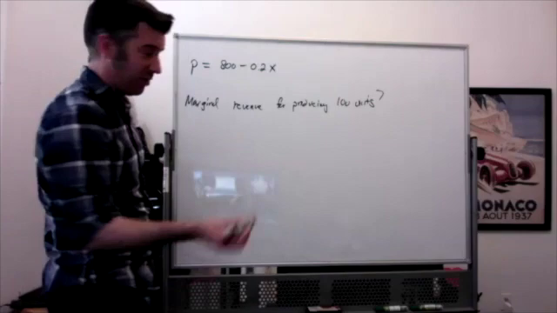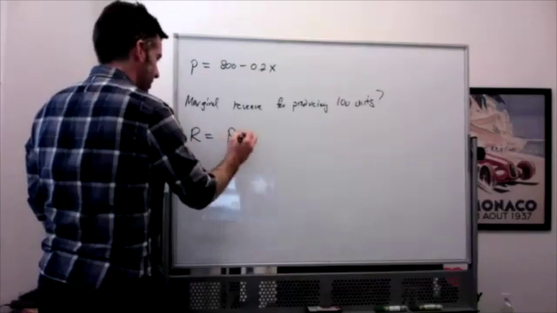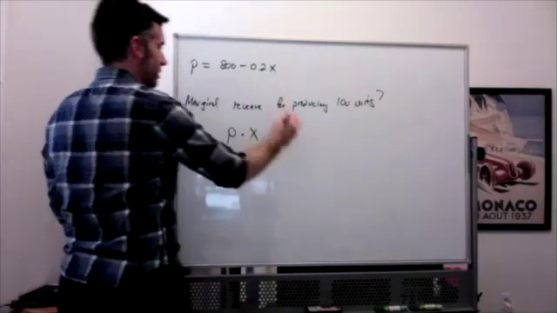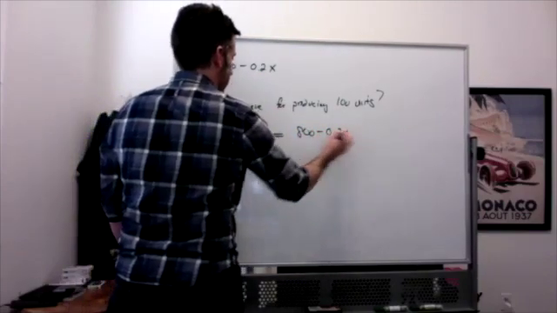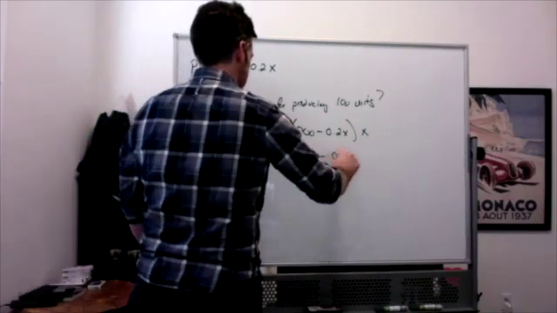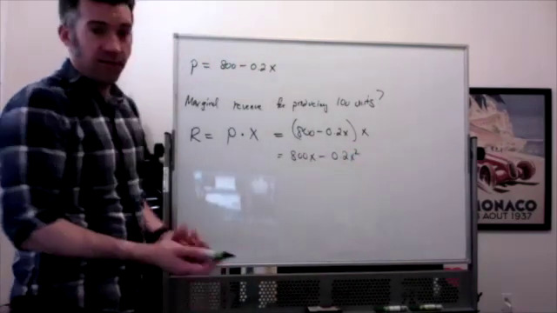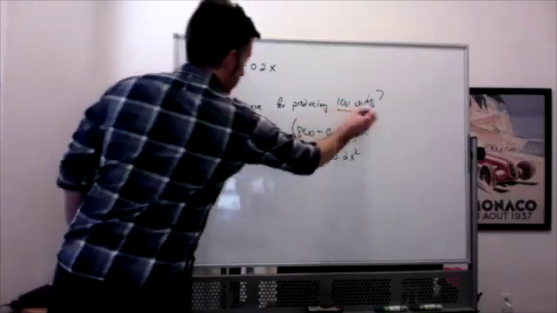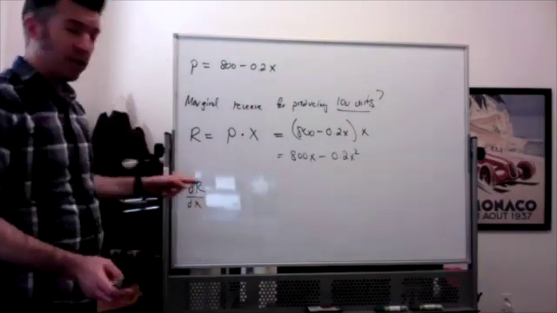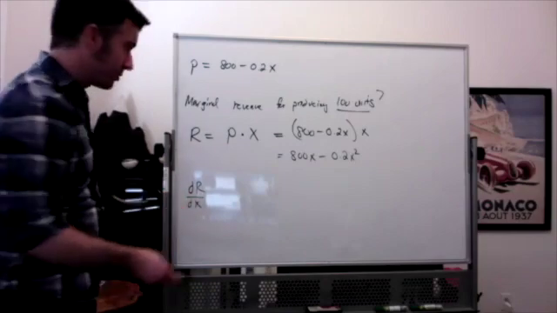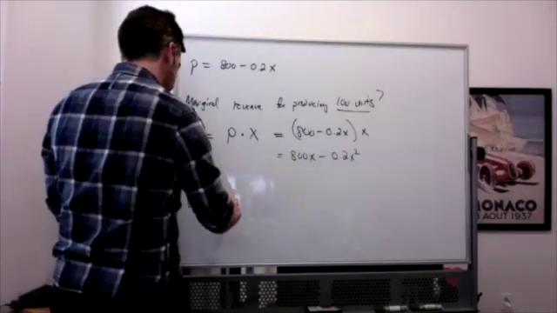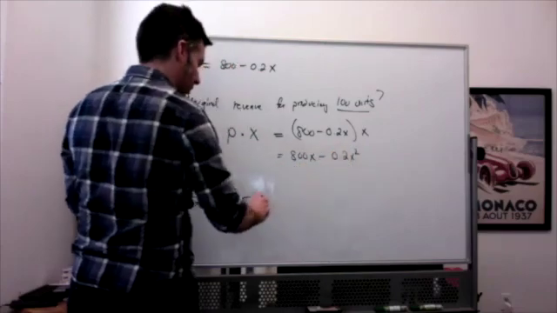So first we have to find the revenue equation, right? Revenue is the price times the number of units, which is going to be, so the price is 800 minus 0.2x times x. So that's going to be 800x minus 0.2x squared. And then to find the marginal revenue for 100 units, we're going to find the derivative, dR/dx. Again, really this is just saying how much more revenue do we get as x increases, or what's the change in revenue with respect to the change in the number of units. That's going to be the derivative, which is 800 minus 0.2 times 2 is 0.4x.